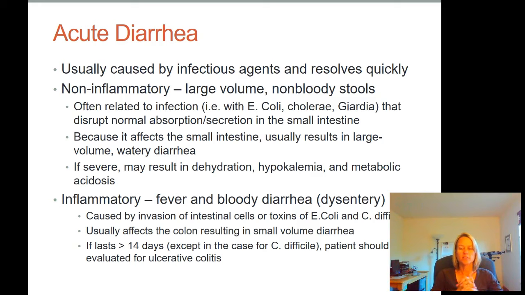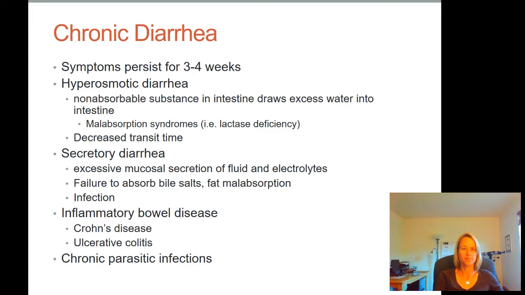If it's severe, it can result in dehydration, hypokalemia, and metabolic acidosis. Inflammatory diarrhea is accompanied by fever, and it can be bloody. It's caused by invasion of intestinal cells by toxins of E. coli or C. diff. This usually affects the colon, and it results in a small volume diarrhea, whereas the above usually affects the small intestine, resulting in large volume diarrhea. If it lasts greater than 14 days, unless they have C. diff, they should be evaluated for ulcerative colitis, which we'll talk about later.